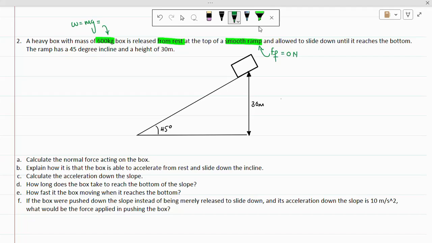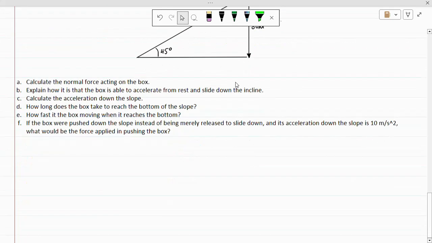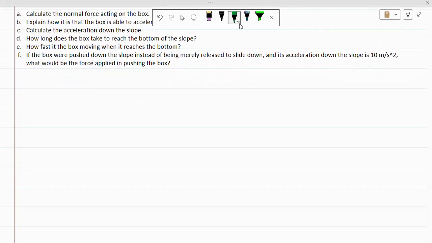Right, so in this case, we've been given a lot more information. And this question is going to be a little bit longer than the previous one, right? But again, the approach is exactly the same. So we've got our object. The first thing that we just need to do is sketch all the forces acting on our object.